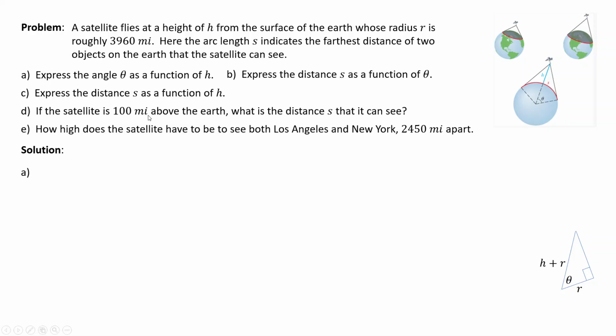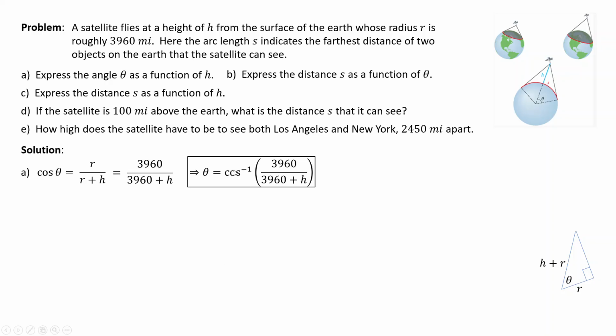So if we know that, we are pretty much in business. Part A: theta is a function of h. Cosine theta, looking at this, must be adjacent over hypotenuse, or over r plus h. But r itself, we know the radius of the earth is 3960. So I plugged 3960 for r. If cosine theta is that much, theta must be cosine inverse of that ratio. That's it. Part A is done.